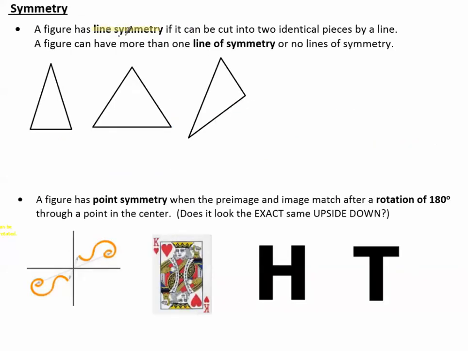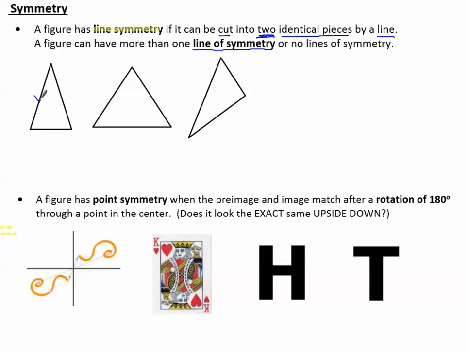A figure has line symmetry if it can be cut into two identical pieces by a line. A figure can have more than one line of symmetry or no lines of symmetry. Take a look at these pictures and see how many lines of symmetry you think they have.